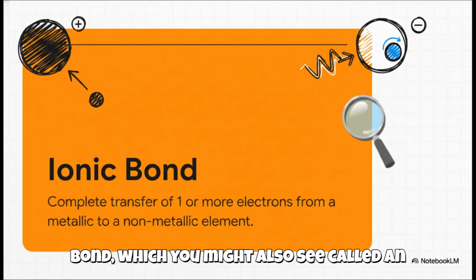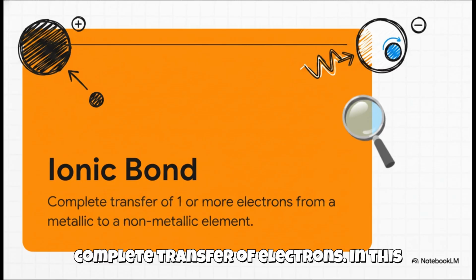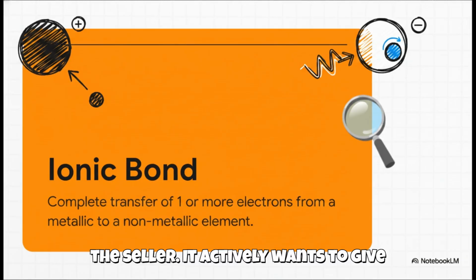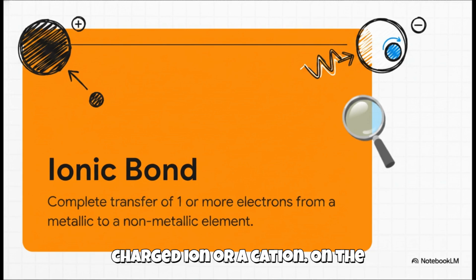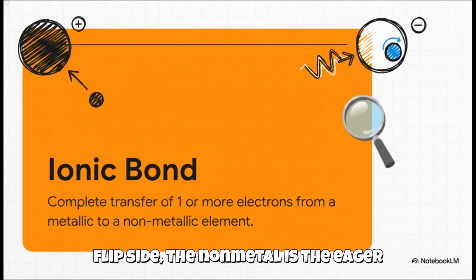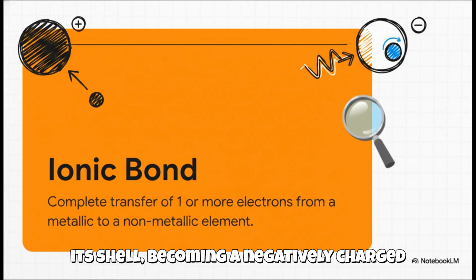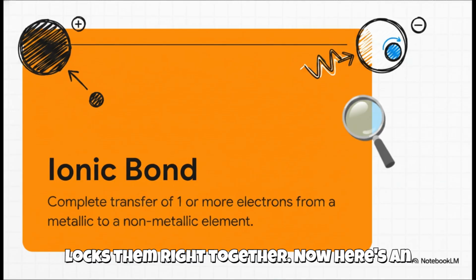An ionic bond, which you might also see called an electrovalent bond, is all about the complete transfer of electrons. In this particular transaction, the metal acts as the seller. It actively wants to give away an electron to become a positively charged ion, or a cation. On the flip side, the nonmetal is the eager buyer. It takes that electron to complete its shell, becoming a negatively charged anion. And because opposite charges attract, a massive electrostatic force locks them right together.